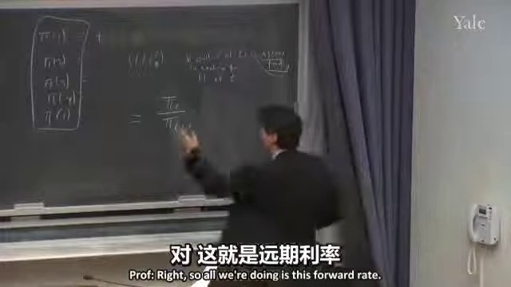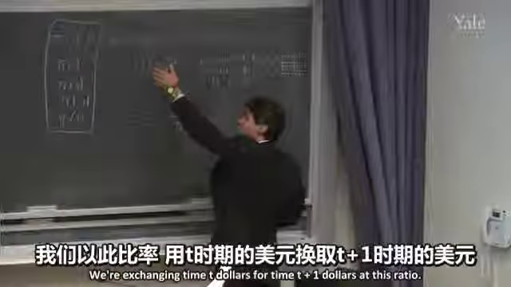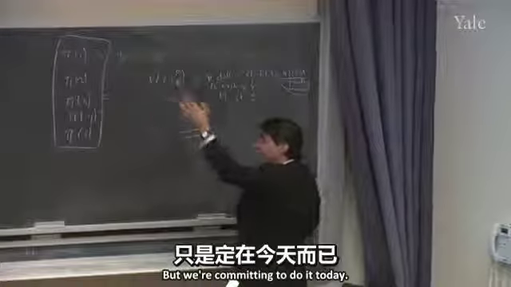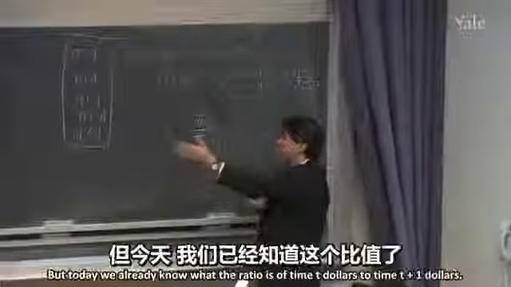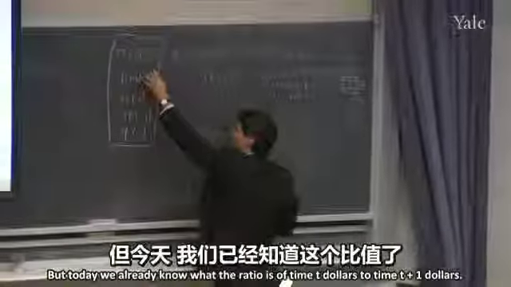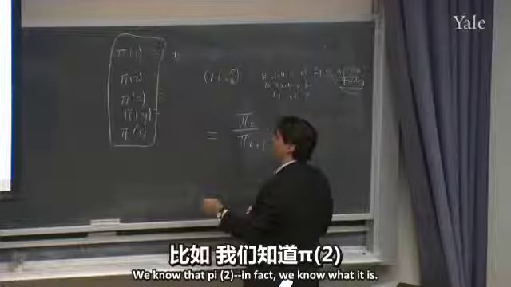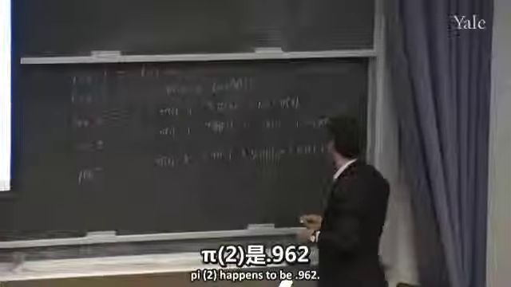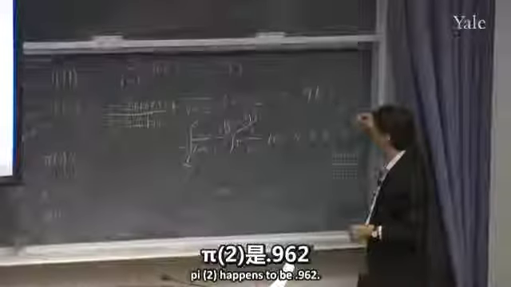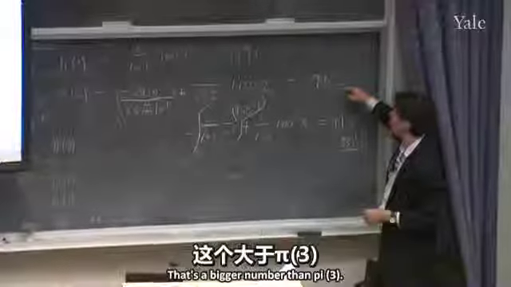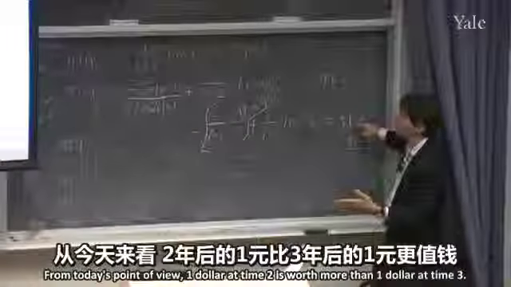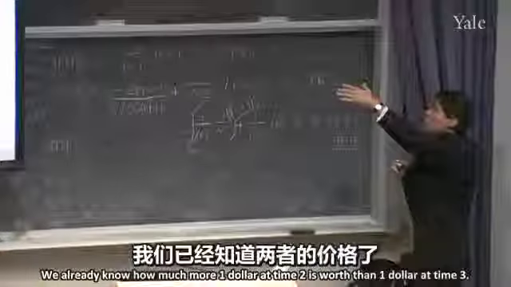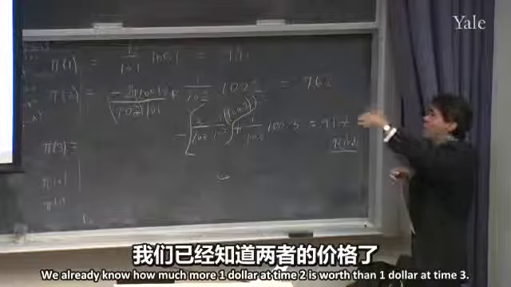Right. So all we're doing with this forward rate is exchanging time t dollars for time t plus 1 dollars at this ratio. But we're committing to do it today. And today we already know what the ratio is of time t dollars to time t plus 1 dollars. We know that pi 2 happens to be .962. That's a bigger number than pi 3. From today's point of view, $1 at time 2 is worth more than $1 at time 3. We already know how much more $1 at time 2 is worth than $1 at time 3.